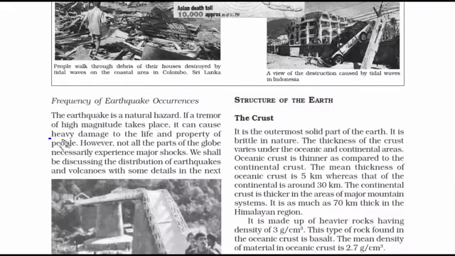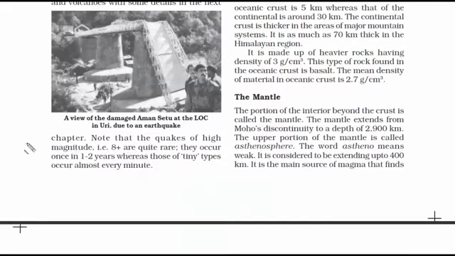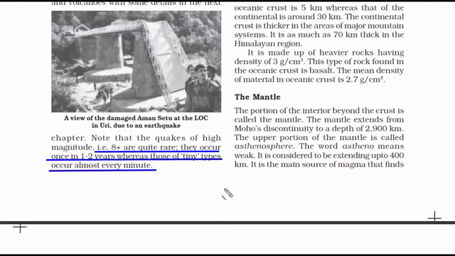Earthquakes with high magnitude can cause heavy damage to the life and property of people, and not all the parts of the globe necessarily experience major shocks. A magnitude of 8 plus is very rare and can occur once in 1 to 2 years, whereas those of tiny types occur almost every minute. So basically it is saying that there is a constant change happening inside the surface of the earth, and those little changes are creating tiny tremors.